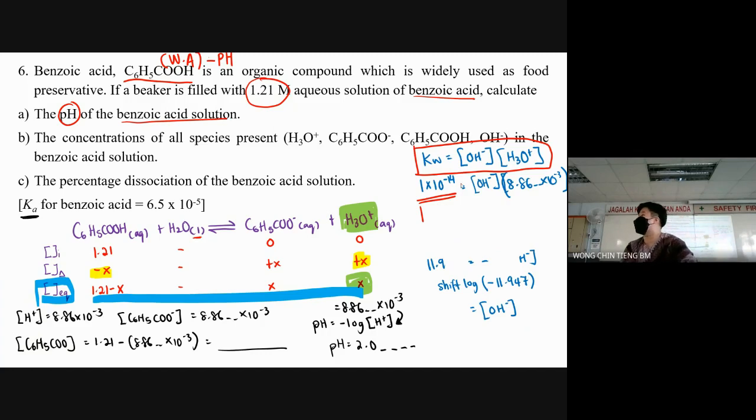Bila masa kita nak guna formula ni? Bila soalan ada OH minus, dia nak H plus. Bila soalan ada H plus tapi dia nak OH minus. Okay? Cara yang you buat tadi tak salah. Cuma dia banyak. Banyak set lah. Kena kira dua formula. Kat sini kira satu formula tu. Betul?